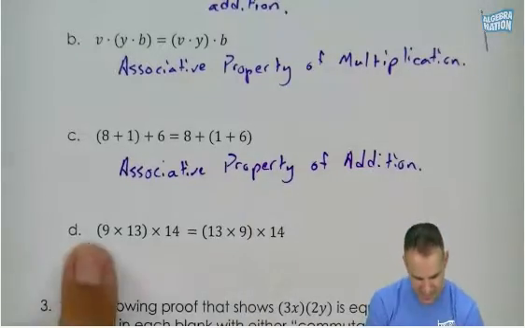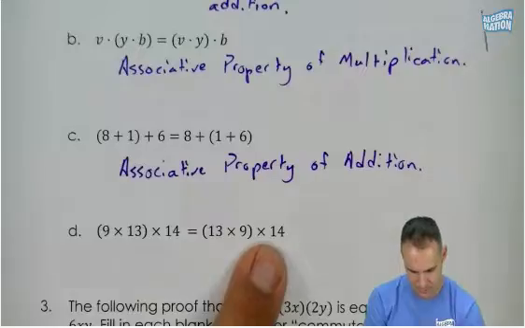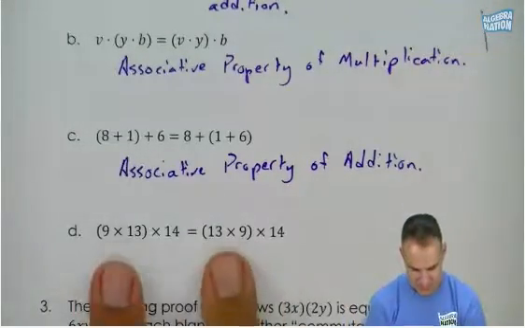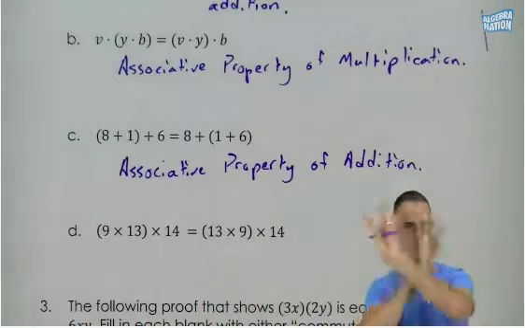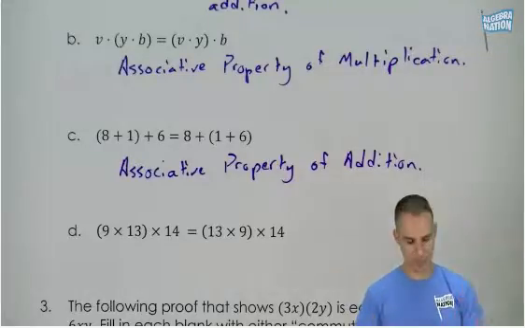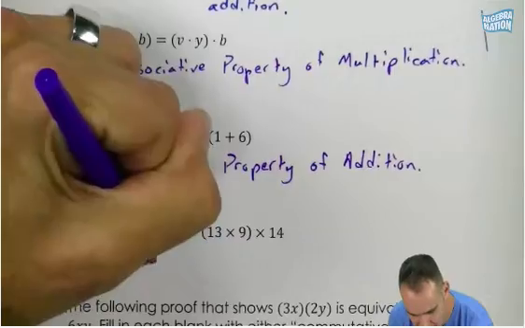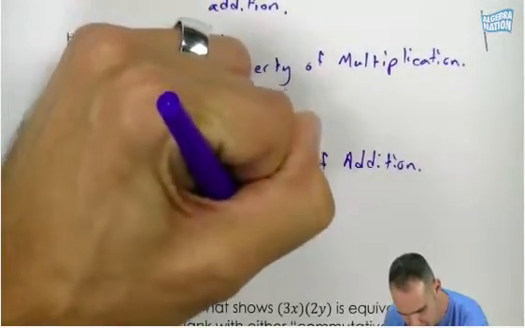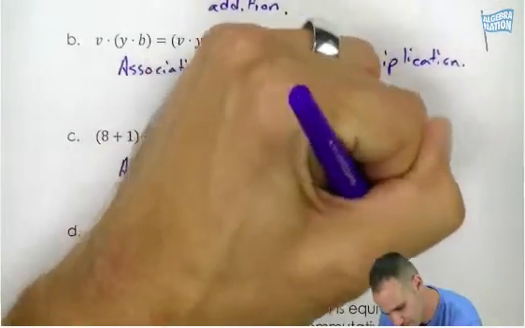Let's do another. 9 times 13 times 14, 13 times 9 times 14. Subtle. Just 9 times 13 was moved around. The order was switched. Parentheses stayed the same. This would just be the commutative property of multiplication between these two numbers. So this is the commutative property of multiplication.